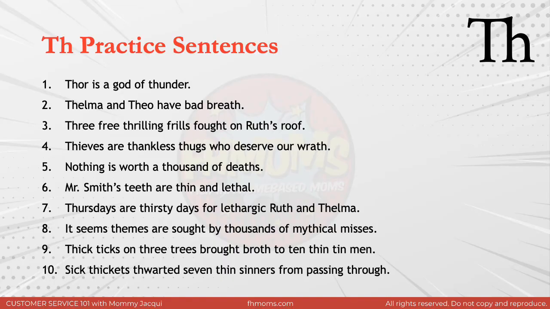Let's have some practice sentences this time. You can pause this video and read these sentences over and over so you can practice the different vowel and consonant sounds along with the TH sound. Number 1. Thor is a god of thunder. Number 2. Thelma and Theo have bad breath. Number 3. Three free, thrilling frills fought on Ruth's roof. Number 4. Thieves are thankless thugs who deserve our wrath. Number 5. Nothing is worth a thousand of that. And number 6. Mr. Smith's teeth are thin and lethal.